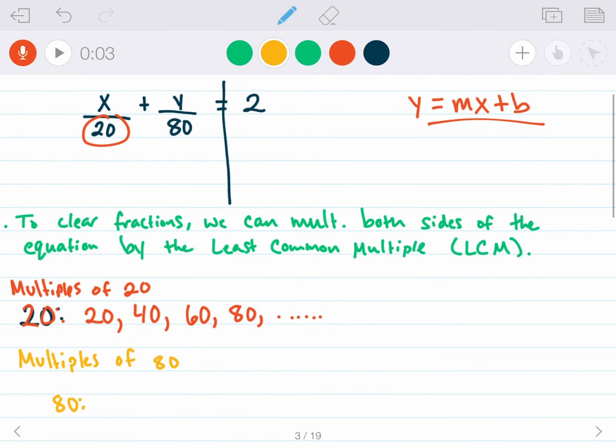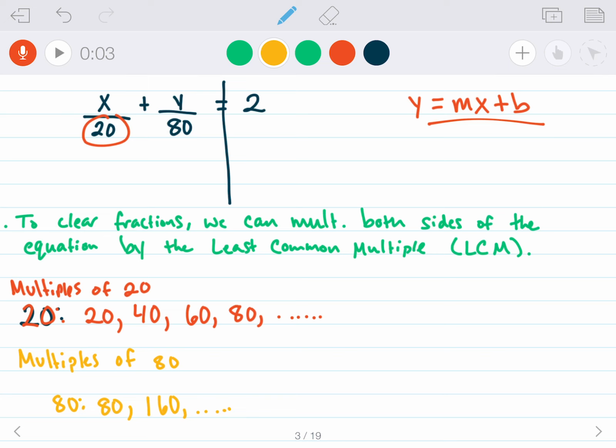Well, we have 80. 80 times 1 is 80. 80 times 2 is 160, and so forth. Right? Those are the multiples of 80. Now, what's the least multiple that these two sets share?